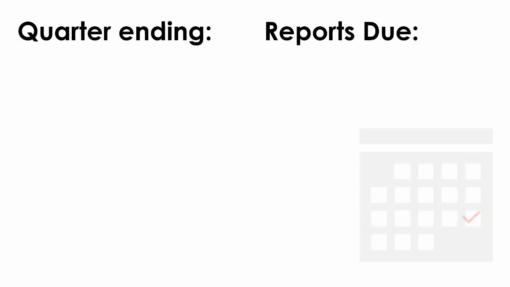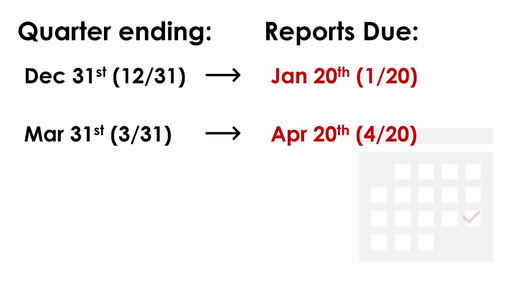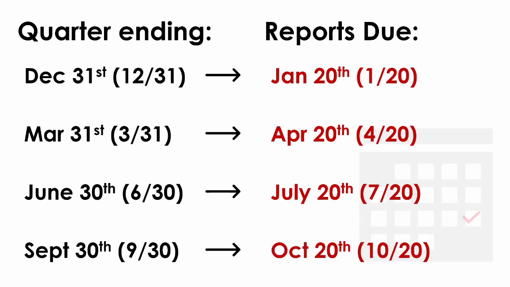Here's a quick reminder about due dates. Project periods that end December 31st have a quarterly report due date of January 20th. Quarters that end March 31st have a quarterly report due date of April 20th. Quarters ending June 30th have a quarterly report due date of July 20th. And quarters ending September 30th have a quarterly report due date of October 20th.